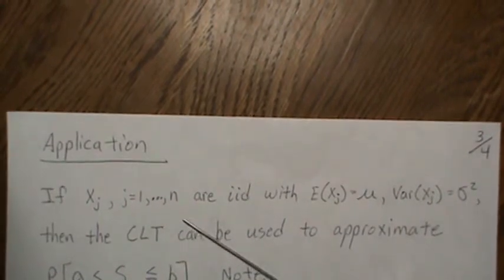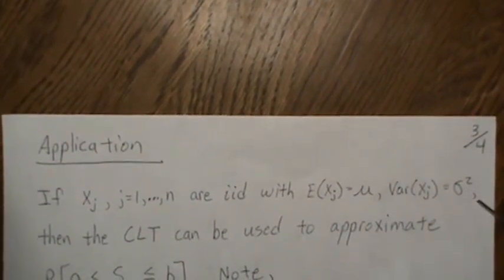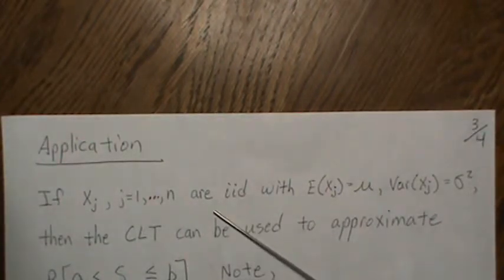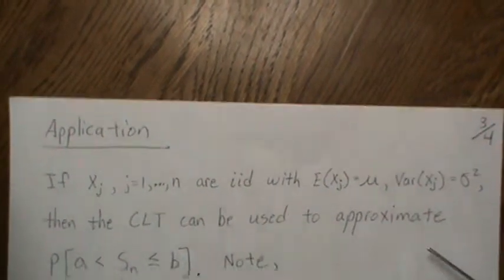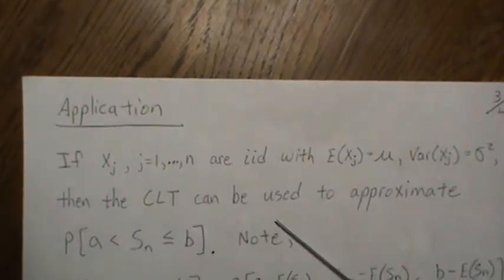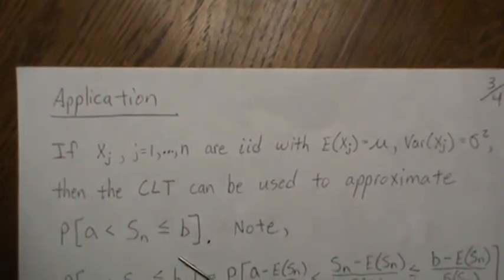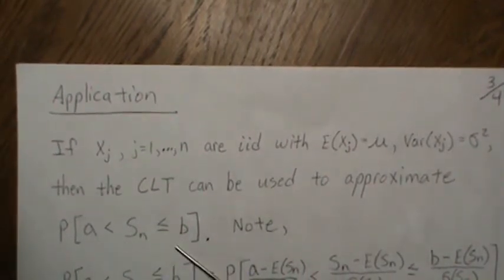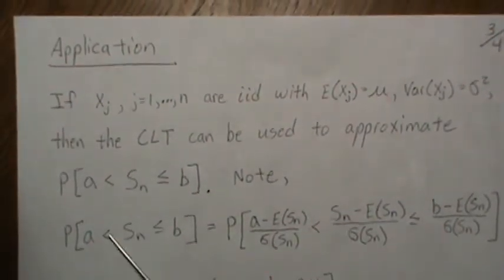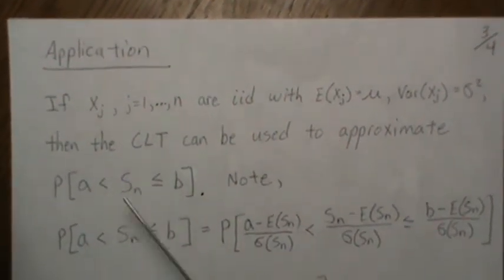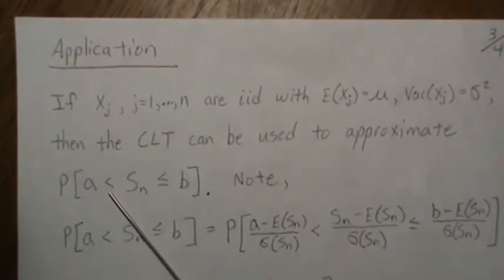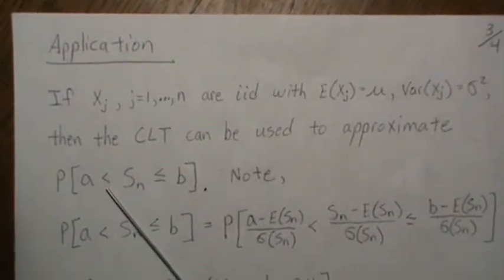Let the x_j be IID, and they have some mean and some variance. We're not telling you what the underlying distribution is. We just know that the mean and variance are finite. So according to the central limit theorem, we can use the standard normal distribution to approximate this probability. And this is how you do it. Notice that there's no equal sign there, and I'll show you in a second. In a continuous setting that doesn't really matter, but in the discrete case it does matter.